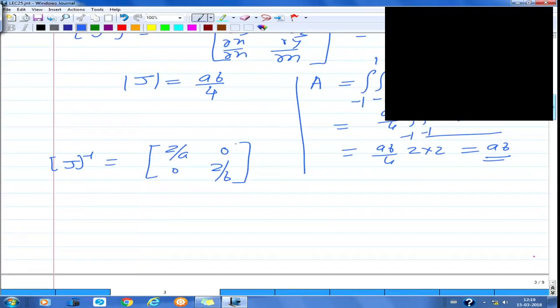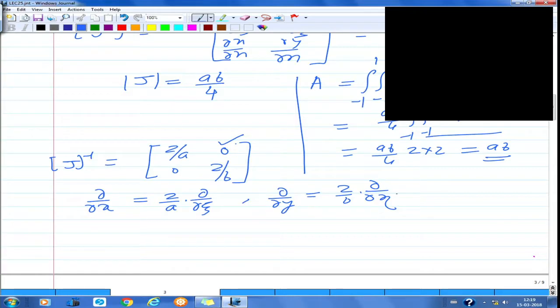So you will find J inverse gives us the relationship between del by del x and del by del xi. You will find that del by del x is simply 2 by A into del by del xi. Now no eta term, because this term is 0. Similarly, the derivative with respect to y is simply 2 by B into del by del eta. No xi term in this operator relationship.